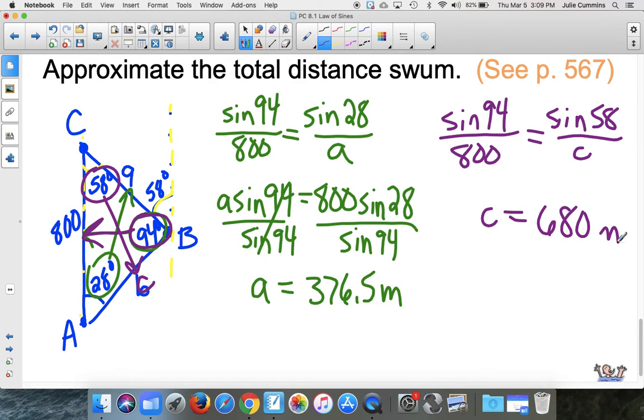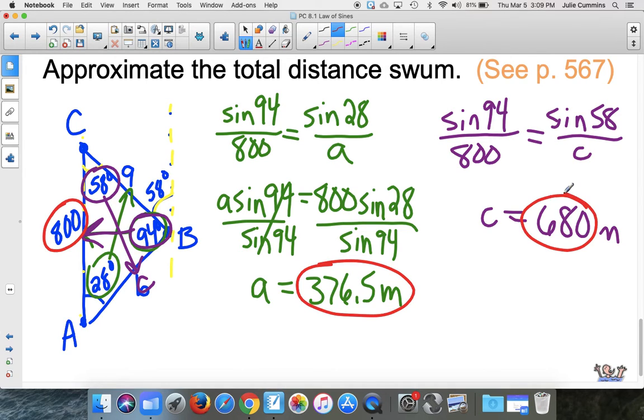And this question was asking for the total distance that was swum, so we have to add up 800 plus 376.5 plus 680, and our total distance is 1,856.5 meters, which is over a mile. That's really long. By the way, do you see this right here? That's me. That's about where I drown, because I'm not a very good swimmer.